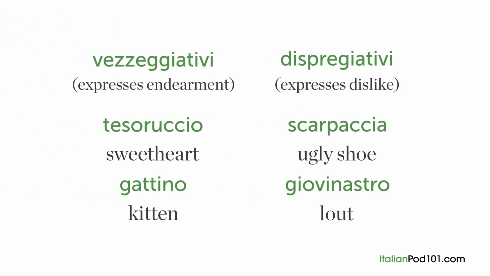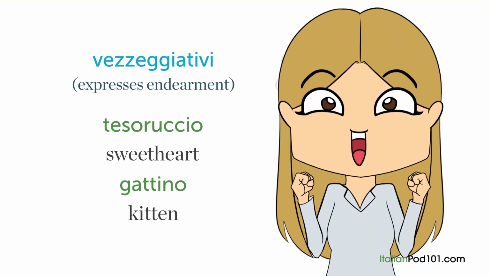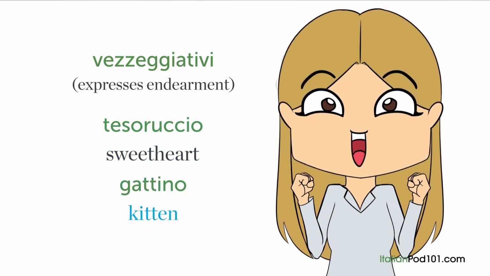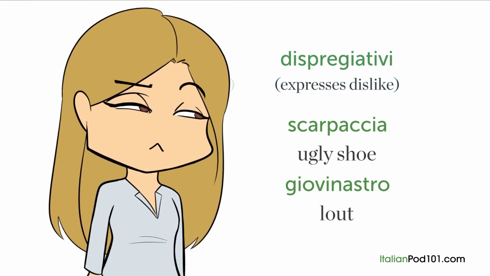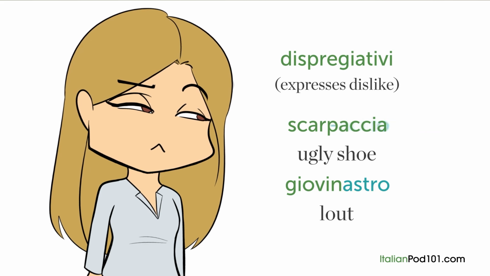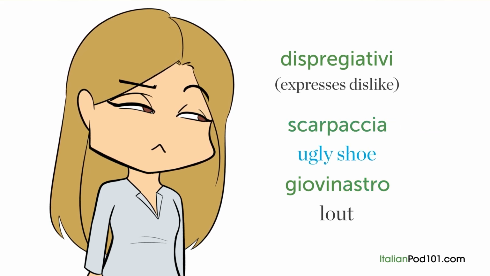Let's see which ones. To describe something positively or negatively, you can use "vezzeggiativi" and "dispregiativi." "Vezzeggiativi" express endearment. Some common suffixes are "-uccio" and "-ino." For example, "tesoruccio," sweetheart, "gattino," kitten. "Dispregiativi" express dislike. Common suffixes are "-accio" and "-astro." For example, "scarpaccia," ugly shoe, "giovinastro," loud.